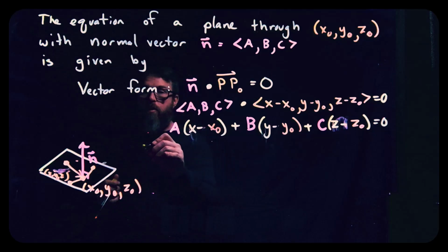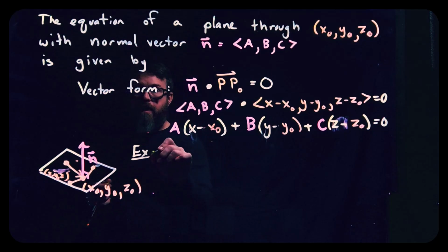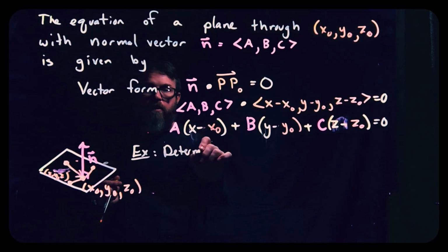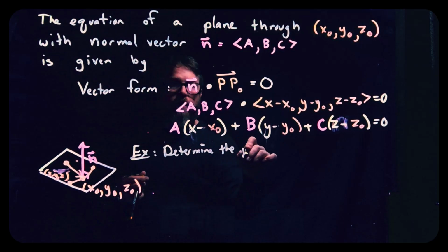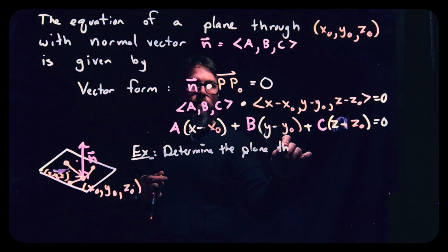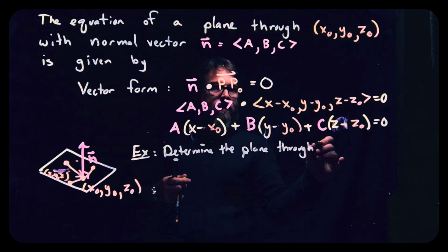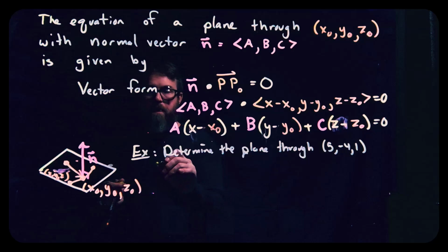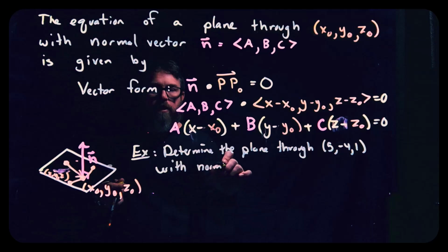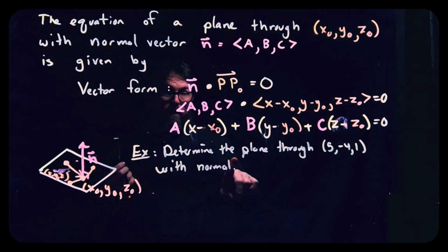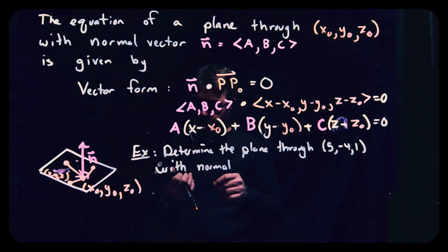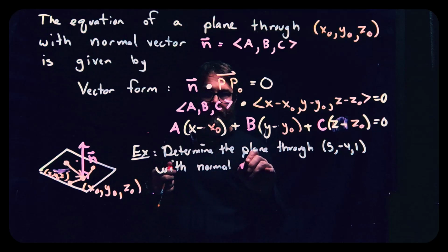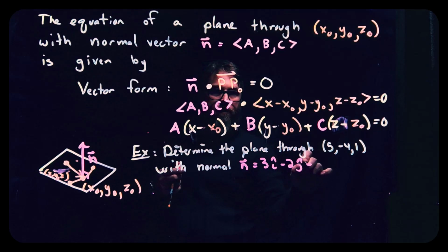So a really quick example would be: determine the plane through, let's say, 5, minus 4, 1, with normal n. And we'll write this in ijk form because I haven't done them yet. So let's just say n is equal to 3i minus 2j plus 7k.